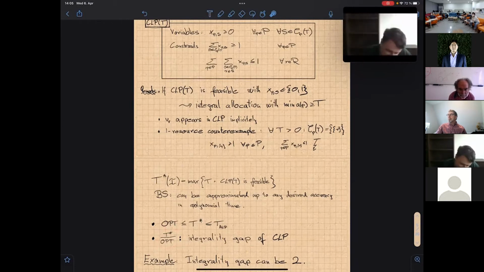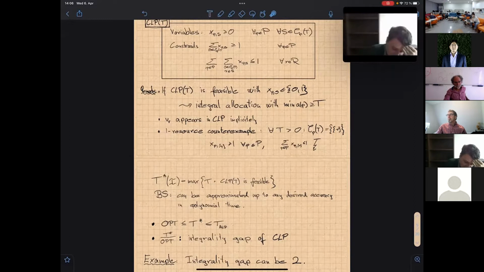Note that this is not one LP. You don't know this T in advance. What should you look for? But Bansal and Sviridenko showed that even though you have exponentially many variables and it's a huge LP, and you have to find a T, you can approximate this T star up to any precision you want in polynomial time. Okay, so this is just something we accept.